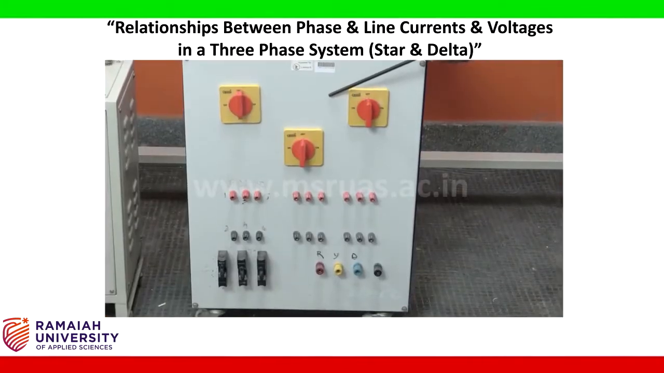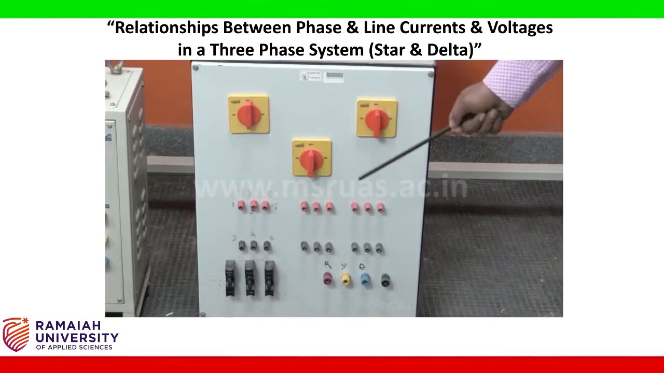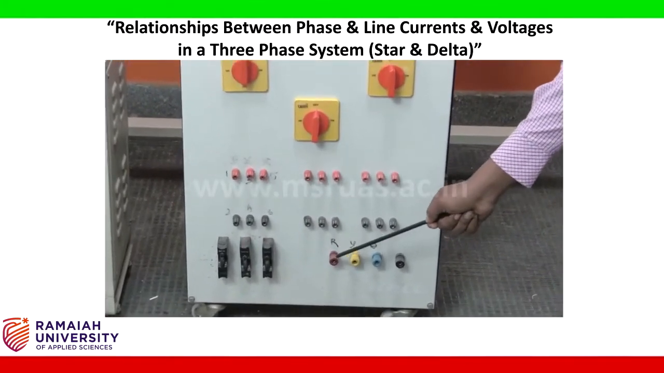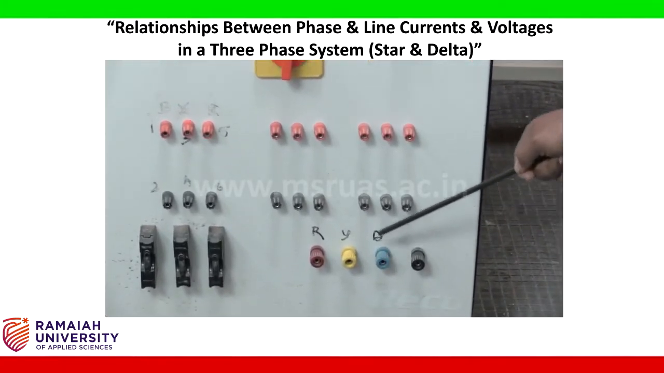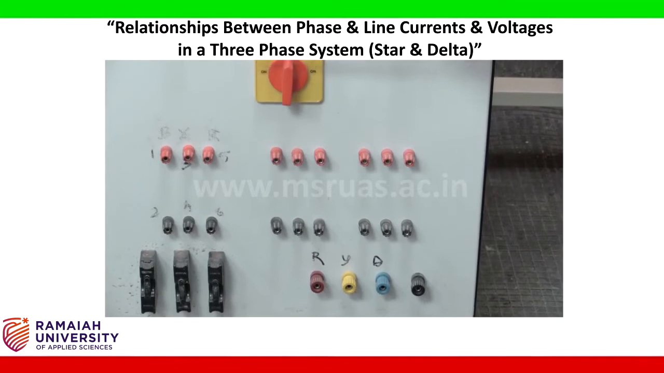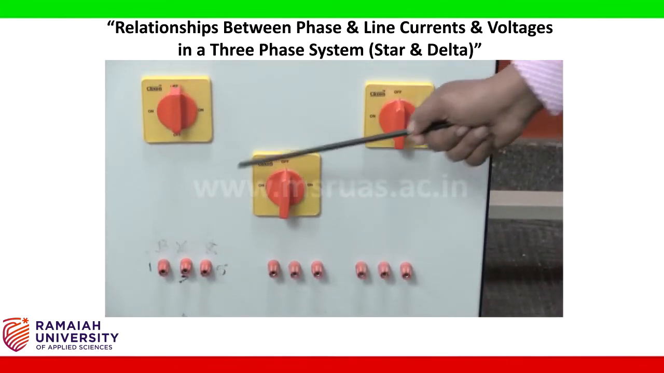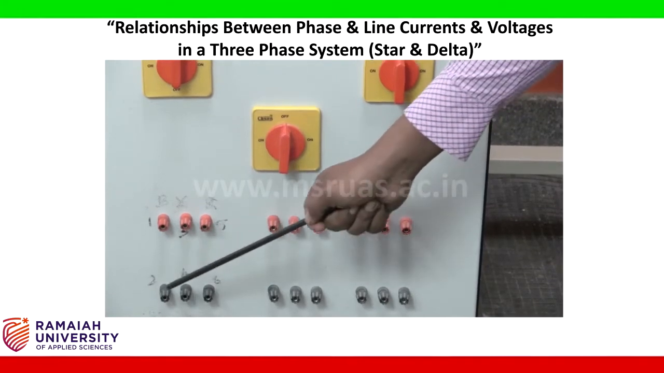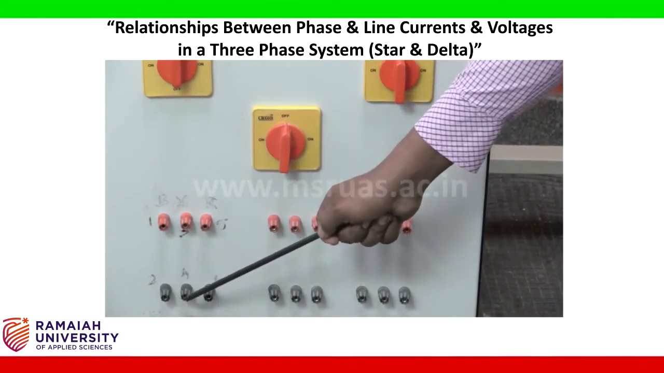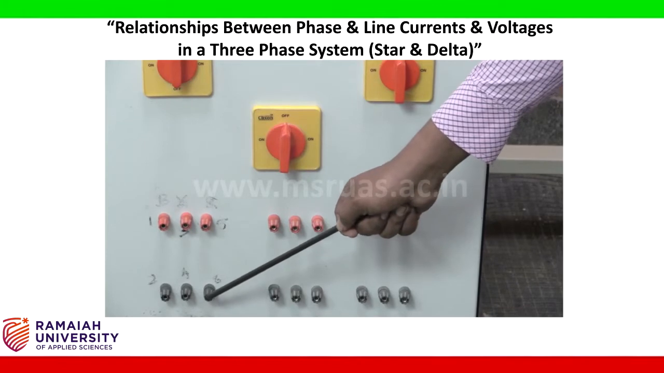This is the three-phase resistive load. It consists of the three phases, R phase, Y phase and B phase. Here the load is completely divided into three parts, and each part consists of R, Y, B, and this is the neutral of R phase, neutral of Y phase and neutral of B phase.